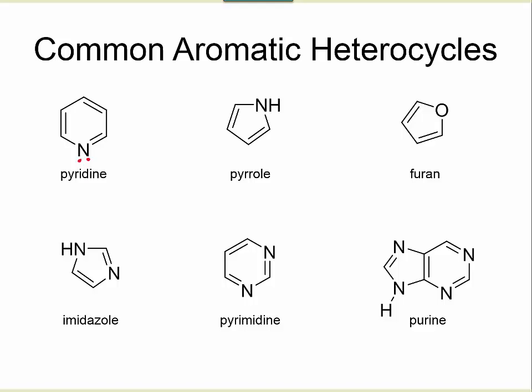The lone pair of the pyrrole is involved in the aromaticity of the ring, and therefore that nitrogen is much less basic than pyridine. You'll run into pyrrole when you look at the amino acid tryptophan, as the smaller ring in tryptophan is indeed a pyrrole ring.